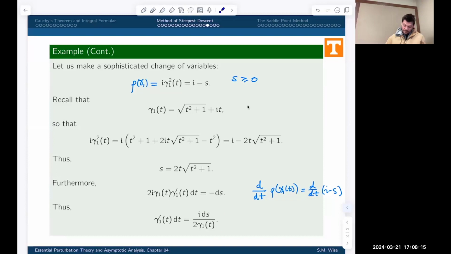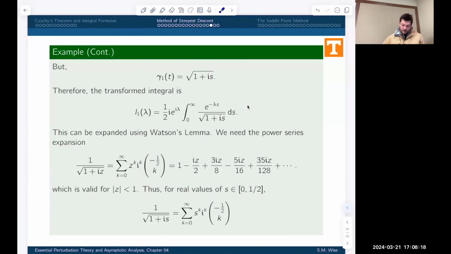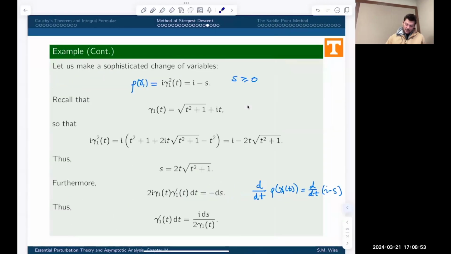Now let me show you how this works out. The transformed integral becomes just equal to this. I1 of lambda is equal to 1/2 I e to the I lambda, integral from 0 to infinity, because we took the limit as r goes to infinity, of e to the minus lambda s over square root 1 plus is ds. That's what you get when you do that replacement, keeping in mind that gamma 1 is just equal to this. How did I get that? From here.